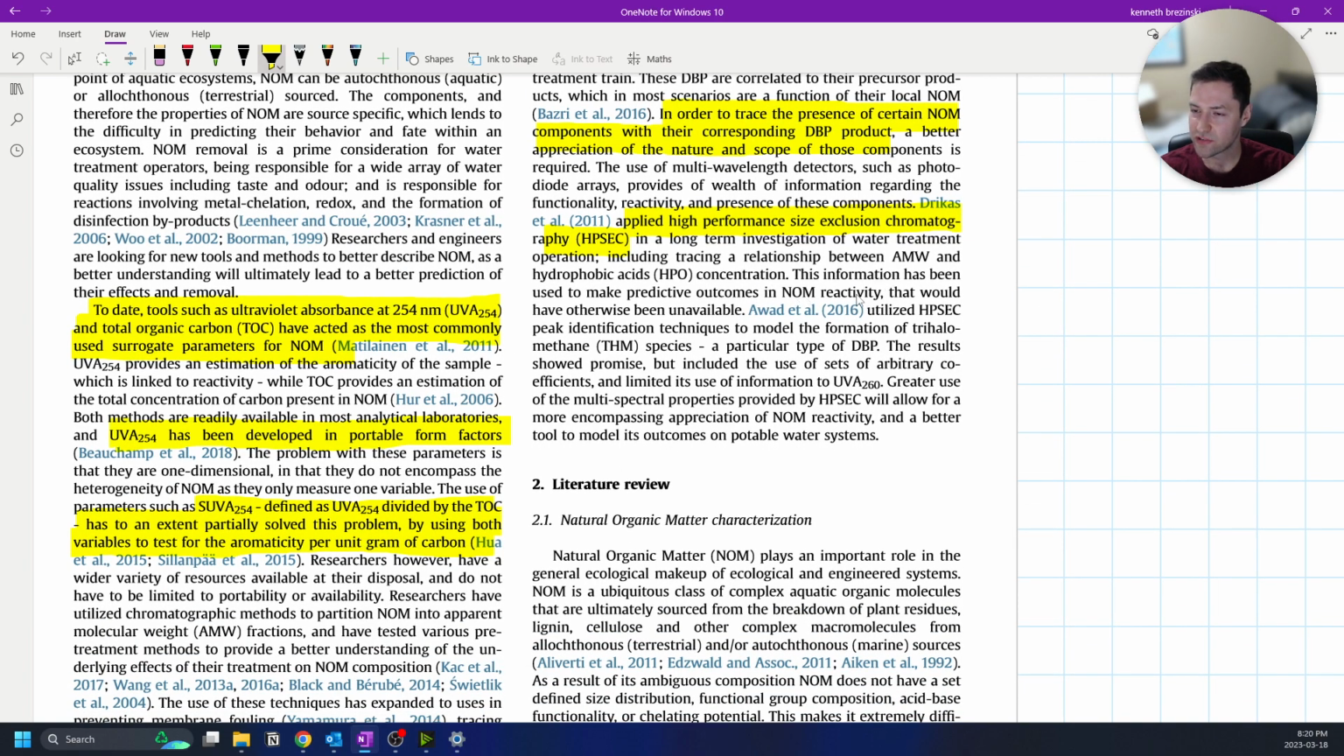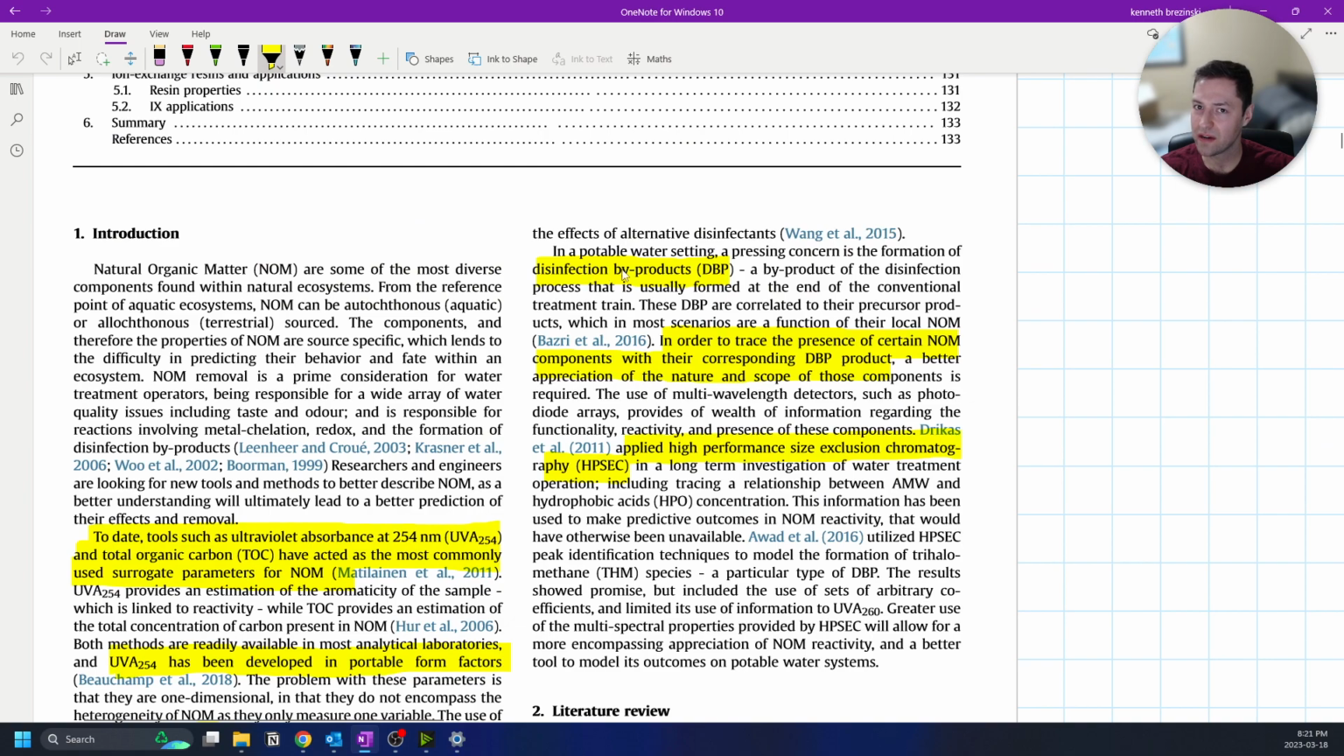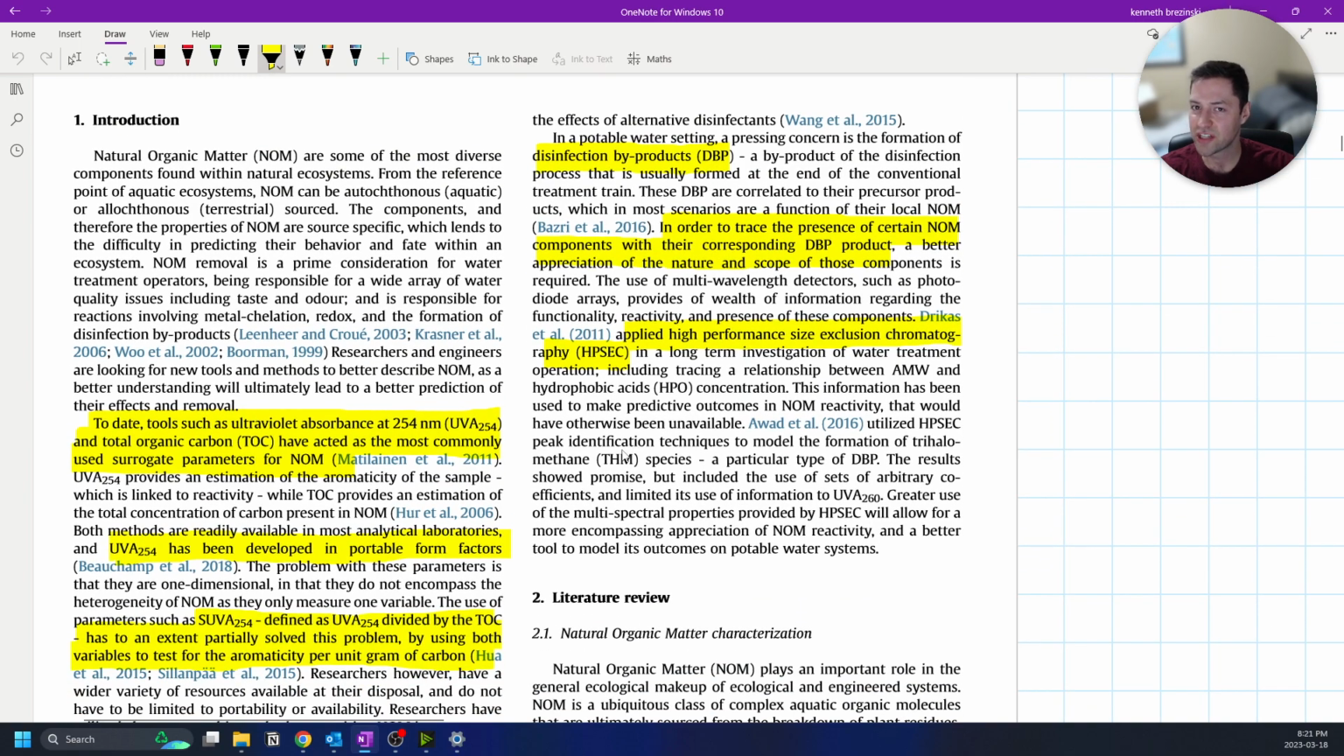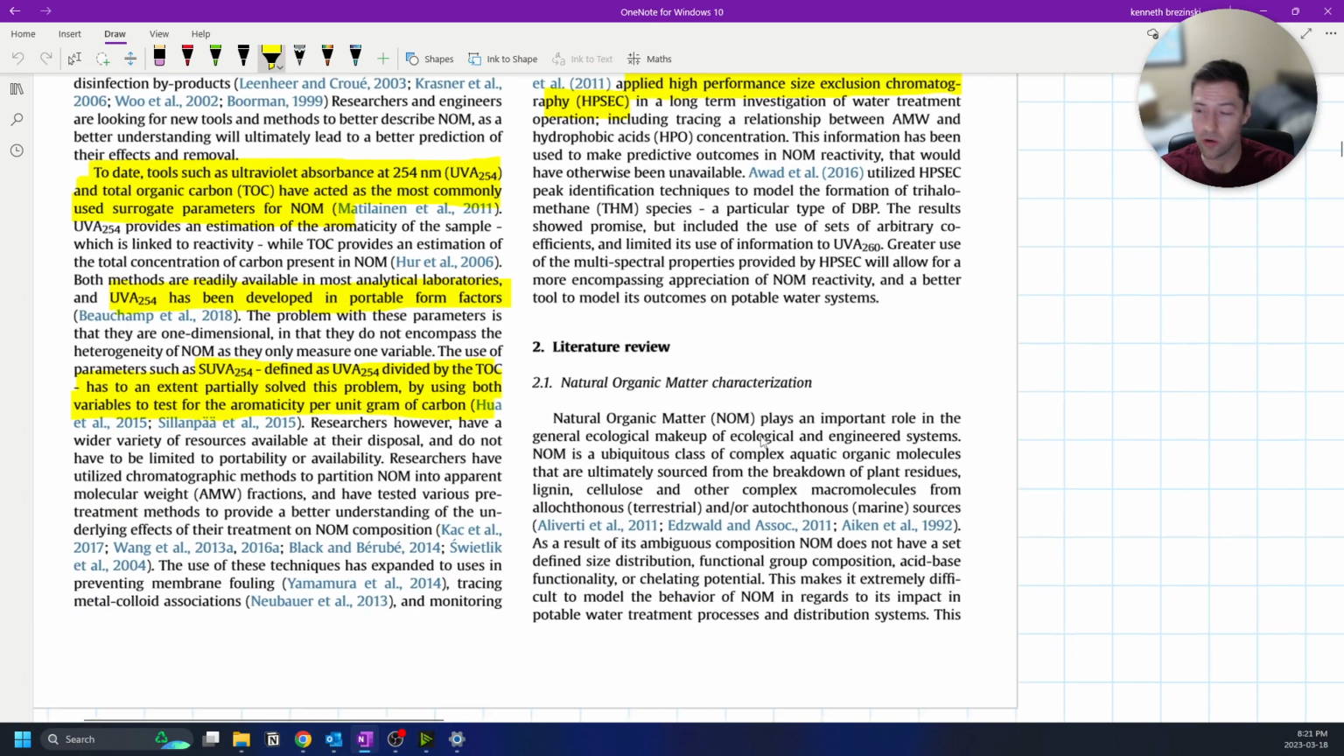So we can look at natural organic matter reactivity, and we can use HPSEC and other peak identifier techniques to model the formation of these THM species. THM being trihalomethanes, and DBP are disinfection byproducts. THMs are a subset of disinfection byproducts. This just means: what are the byproducts of the disinfection process? The THMs are just one of those. So with that, we go a bit into the literature review.